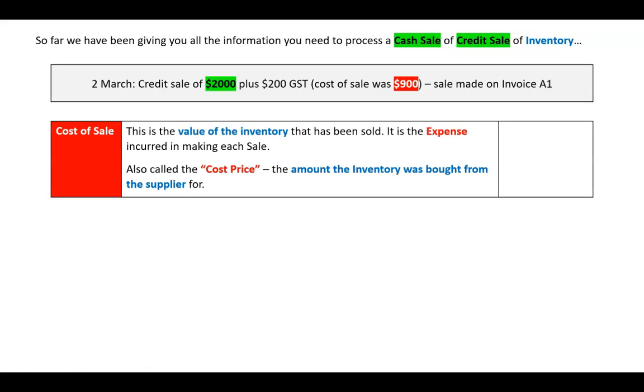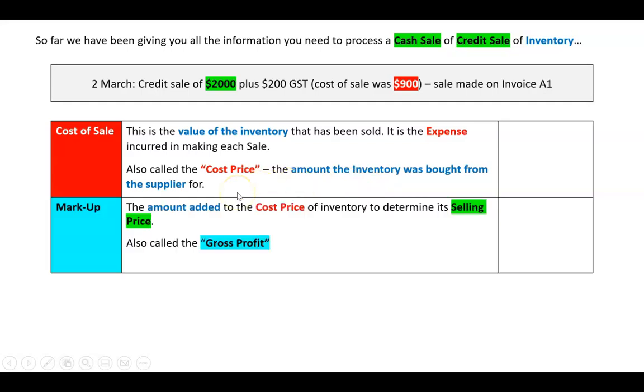And look, it might be that way on an exam, but what we need you to know is that there's three amounts basically for every sale. There's the cost of sale. This is the value of the inventory that has been sold. It's the expense incurred in making each sale. We also call that the cost price. It's the amount the inventory was bought from the supplier for.